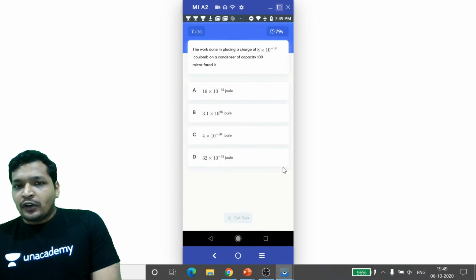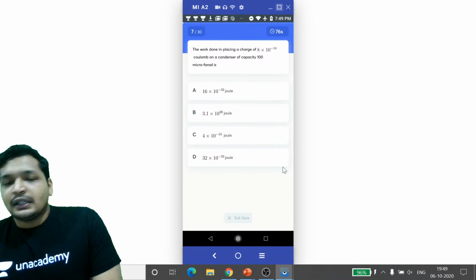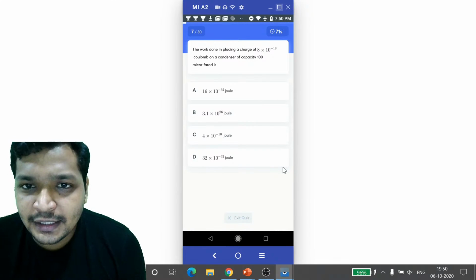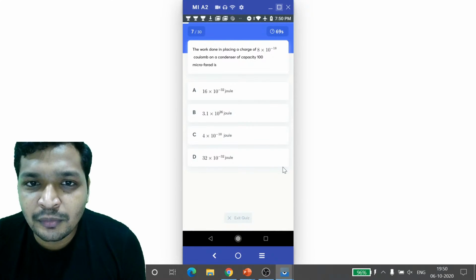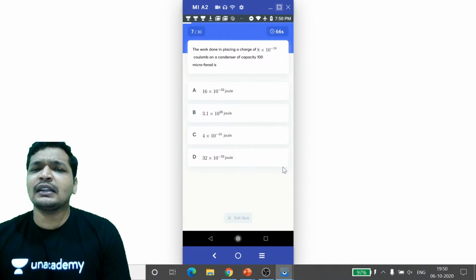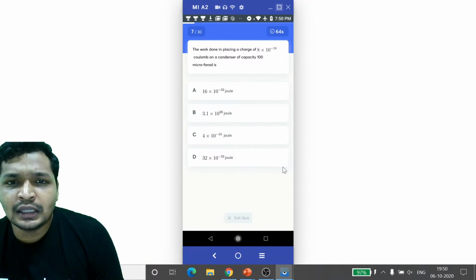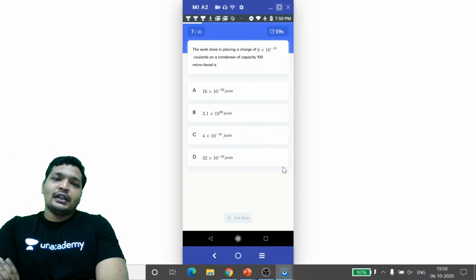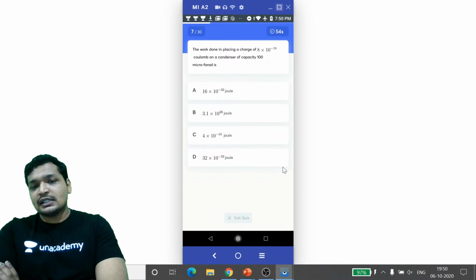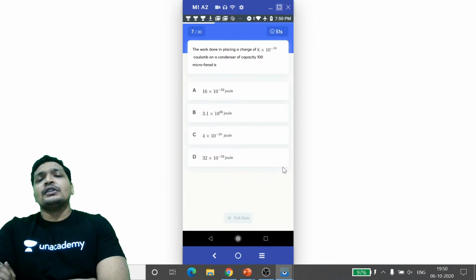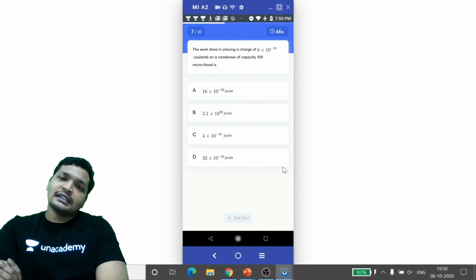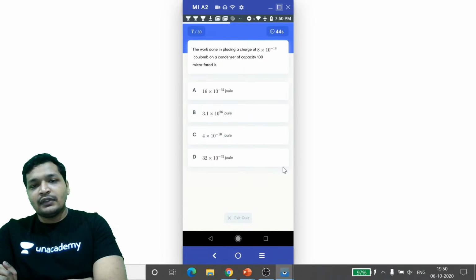Alright, guys, I think we are on good, Rohit. Really good, really amazing. And the work done in placing a charge of 8 into 10 to the power minus 18 Coulomb on a condenser. So condenser is nothing but a capacitor. It's another term used for capacitors. Don't get anxious or nervous whenever you see condenser. Condenser is nothing but a capacitor. This is just a terminology, and similarly, also cover the terminologies in every single class and be given the questions that will help you in your exam.